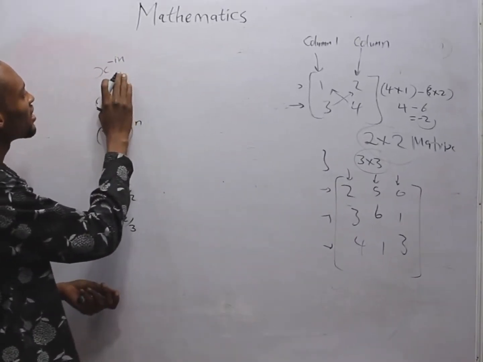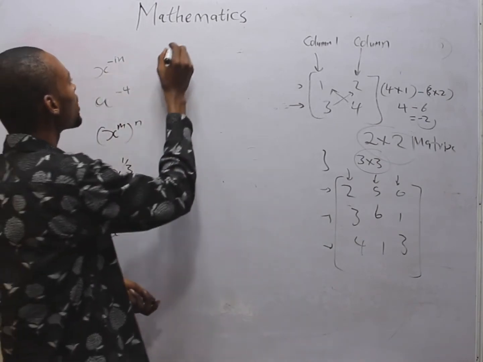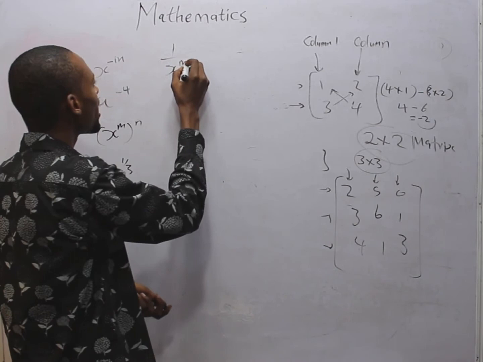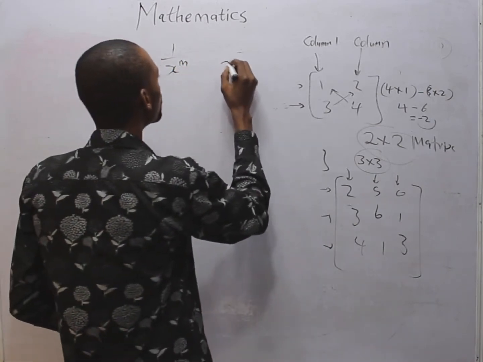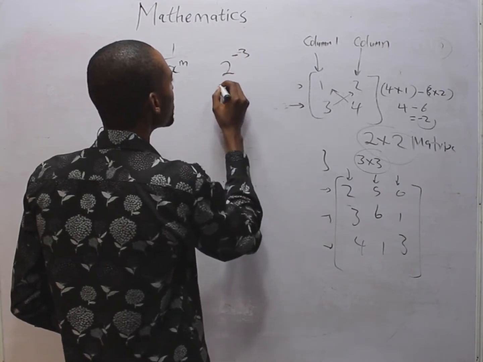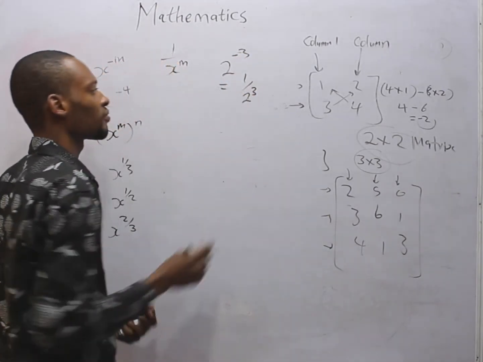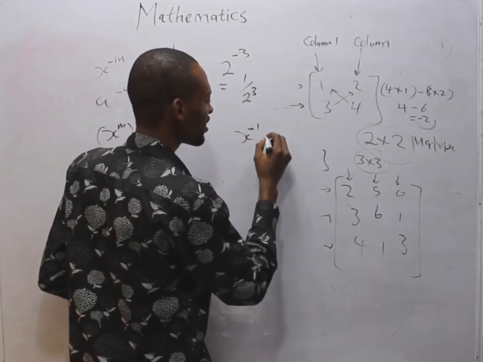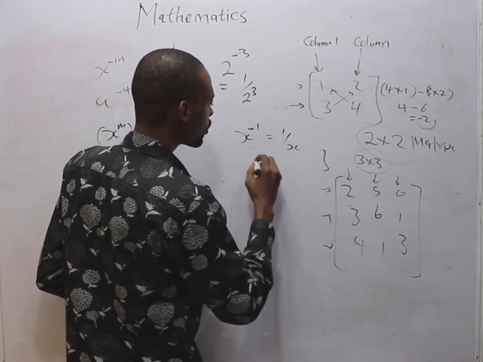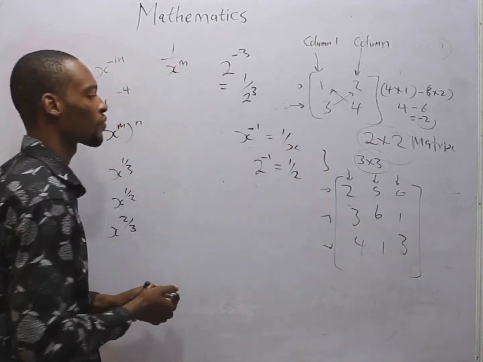If you have something like this, s raised to the power minus m, this is the same as 1 over s raised to the power of m according to indices. Meaning 2 raised to the power of minus 3 is the same thing as 1 over 2 raised to the power of 3. So s raised to the power of minus 1 is the same thing as 1 over s. 2 raised to the power of minus 1 equals 1 over 2.